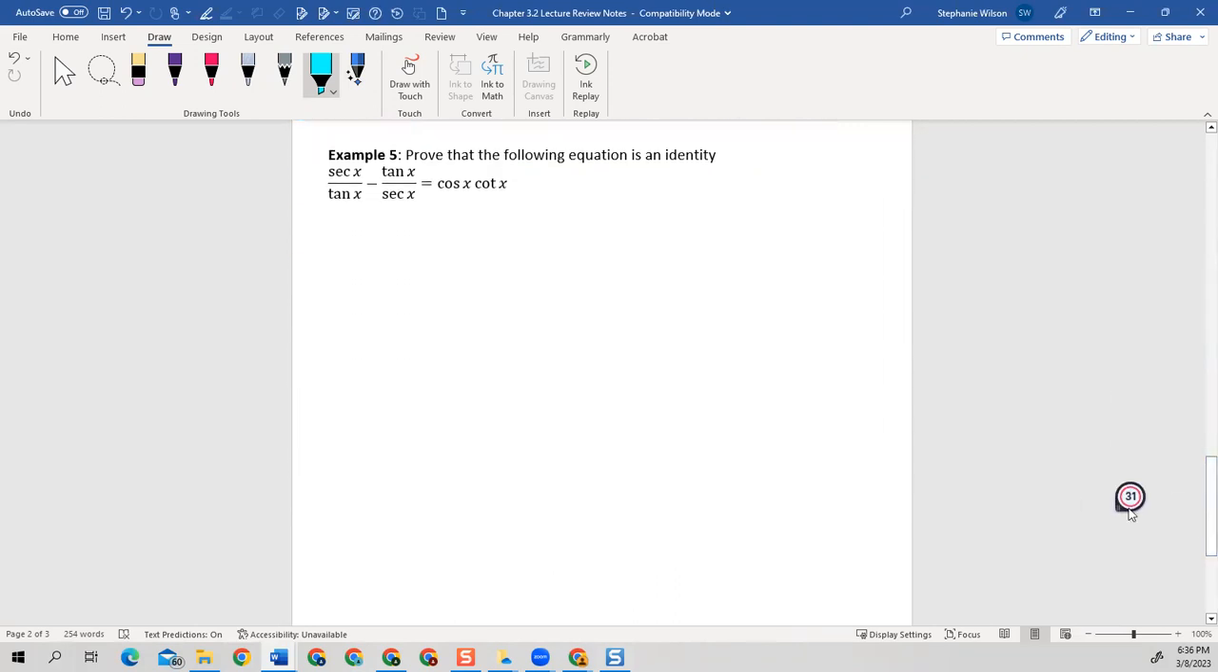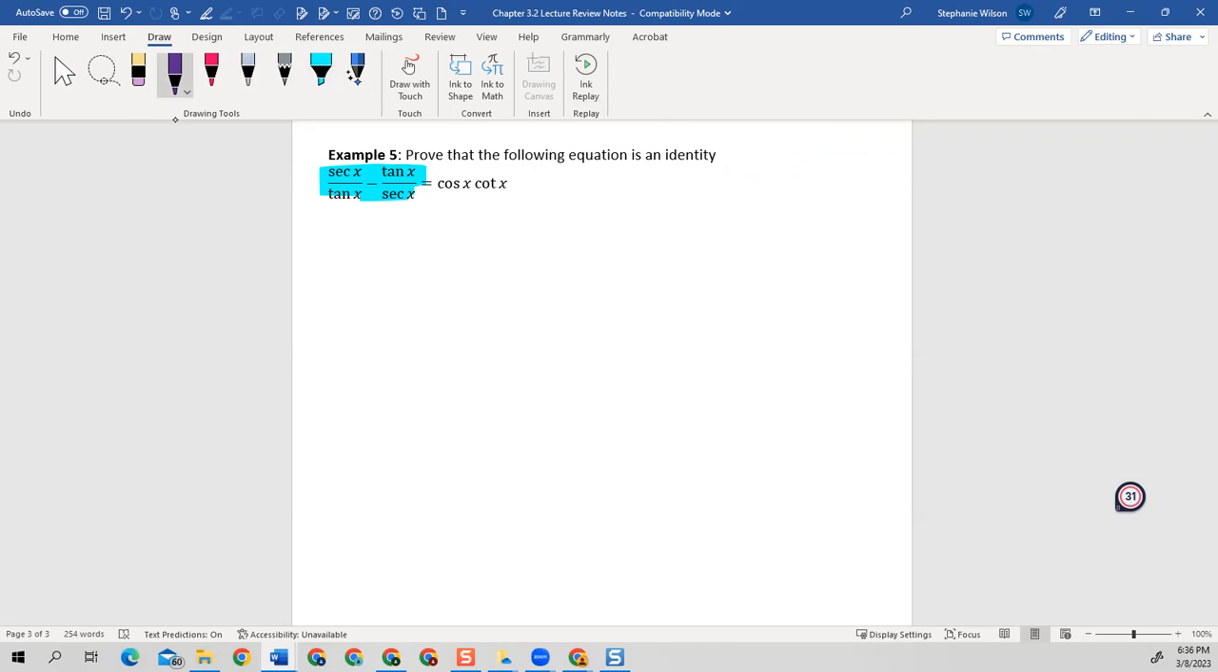Our last one for this section. It says prove that this equation is an identity. So we're going to work on one side, proving that it's equal to the other side. And if I can do that, then I know I have an identity going on. I'm going to use the most complicated side, and that would be this one here. So let's do that. I got secant x over tangent x.